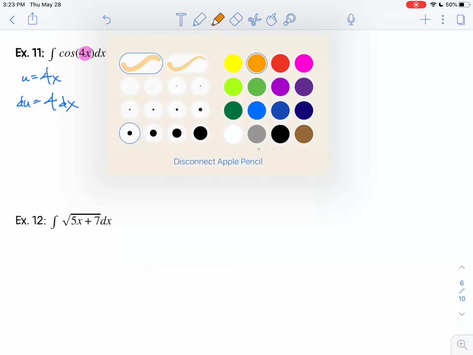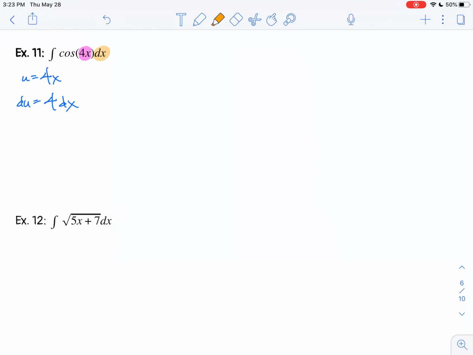But when I look at the equation, I only have a dx. So what I need to do is take that 4 and divide it to the other side. So 1/4 du equals dx. That means everywhere we see a dx, we're going to replace it with 1/4 du. All right, let's substitute. So we've got the integral of cosine u times 1/4 du.